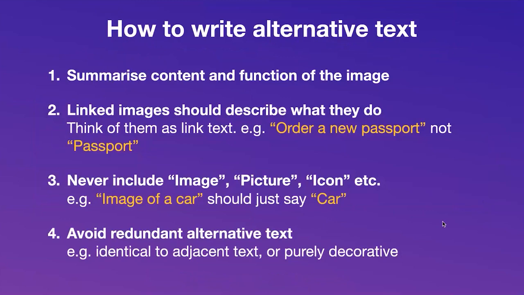And so just to summarize that, make sure you get the content and the function of the image in place. Make sure if an image is linked, that you think of it as link text. So you want link text like order a new passport, not passport, because that way they know what the link would actually do, as opposed to knowing it's a picture of a passport. Never include the words image or picture or icon. If you're saying those things, you're just redundant, because it's going to say image of a car, image. You just want to say car, and avoid that redundant duplicated alternative text.